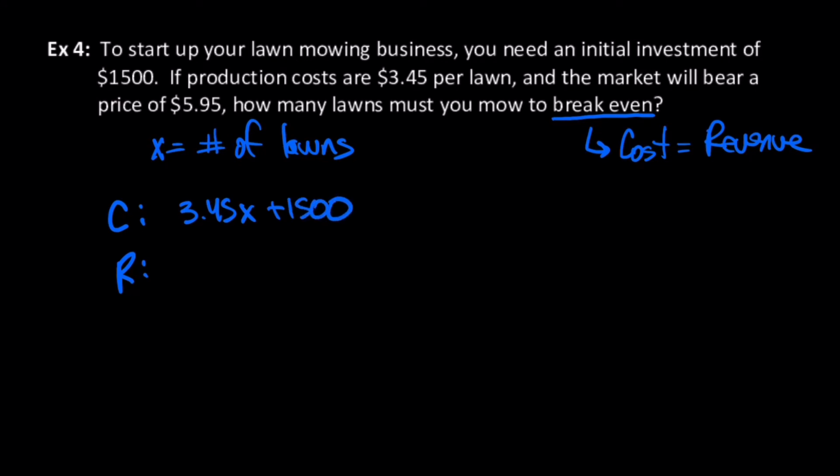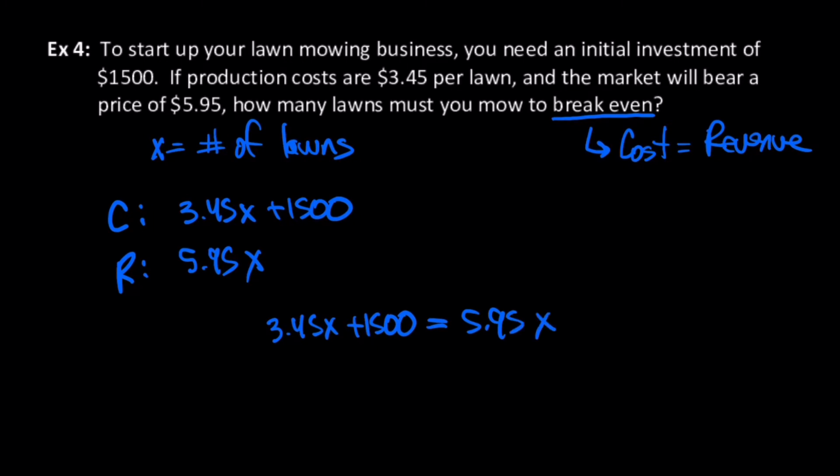It says here the market will bear a price of $5.95. Basically, that's how much you're going to charge per lawn. So that's going to be 5.95x. That's how much money you'll bring in. So if I want to know to break even, cost equals revenue, these two have to be equal. All right, so it's a very simple equation. You get 3.45x plus 1,500 equals 5.95x.